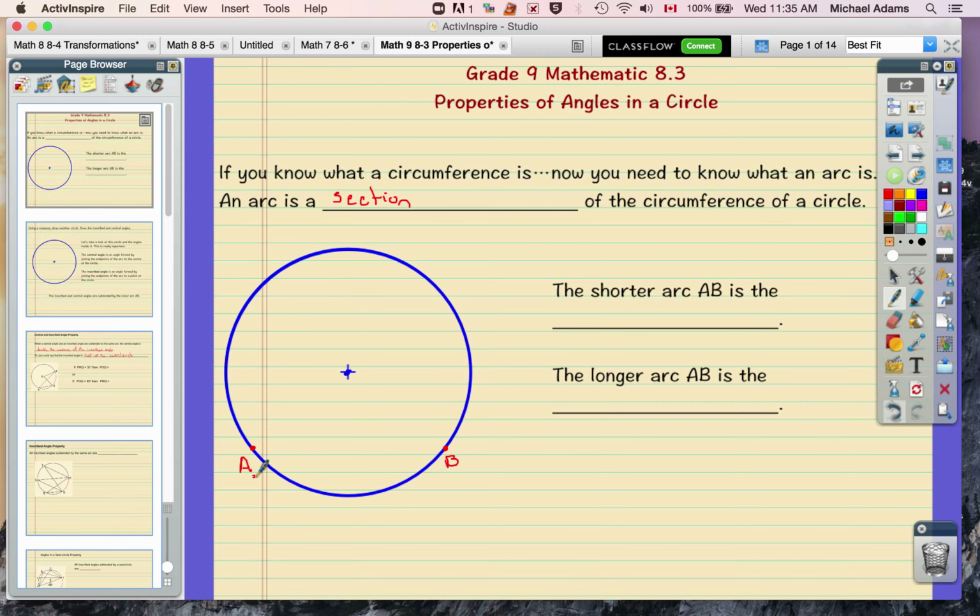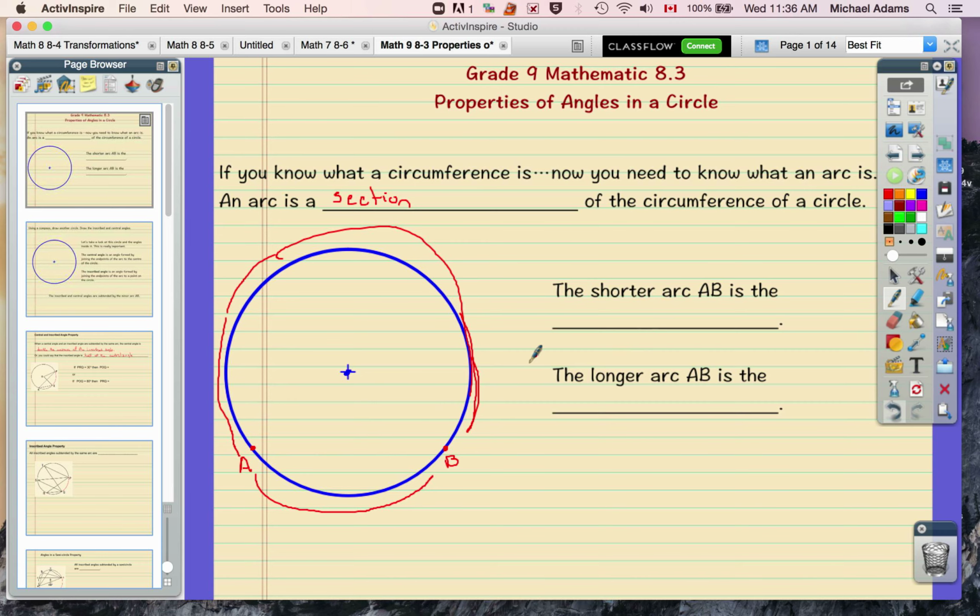I've got an arc that goes from here to here, from A to B, and then I have another arc that goes from A to B, from here to here. And we can see that one is longer than the other. So I apologize that my writing is kind of poor here.